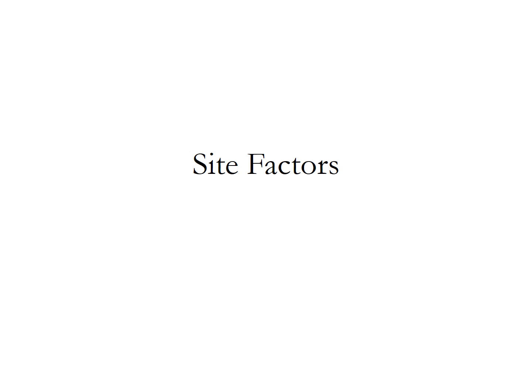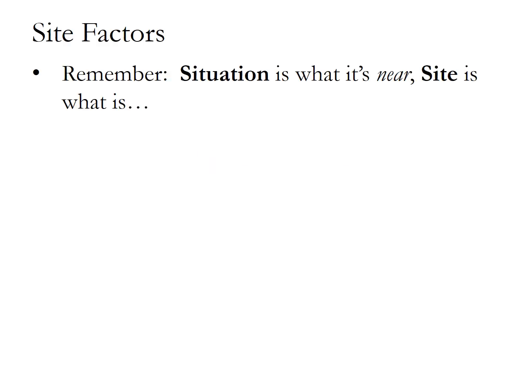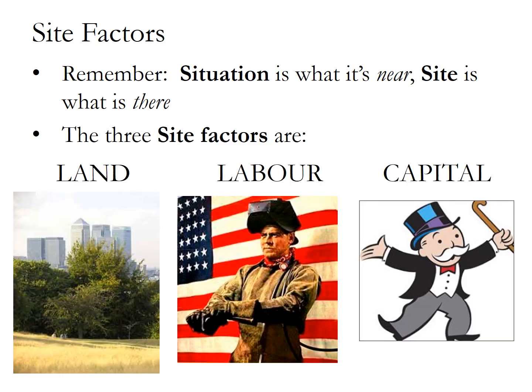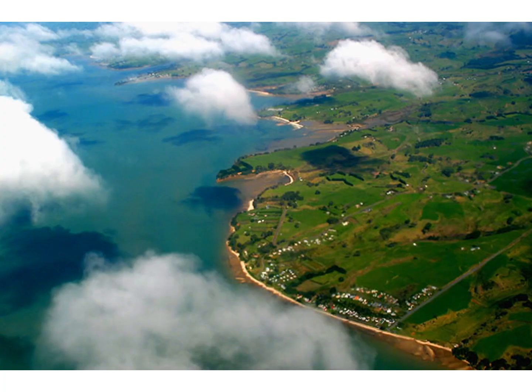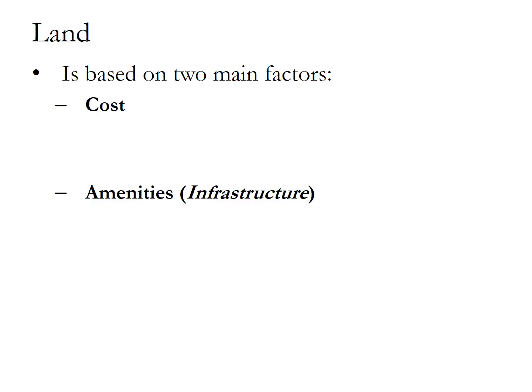Now, if situation factors are what's around a place, site factors are what's at the place. So remember, situation is what's near, site is what is there. So there are three main site factors we need to talk about: land, labor, and capital. Land is our first one. So land is broken down into two parts.